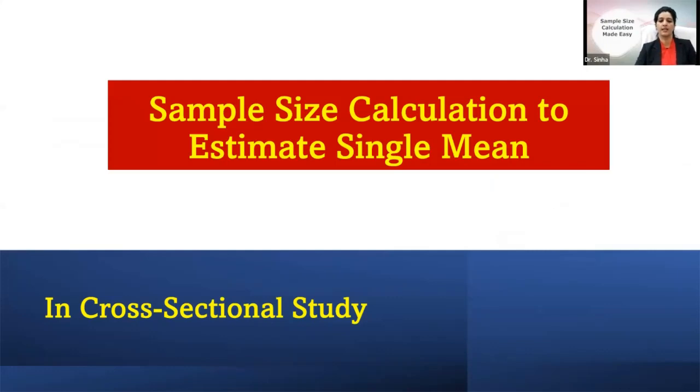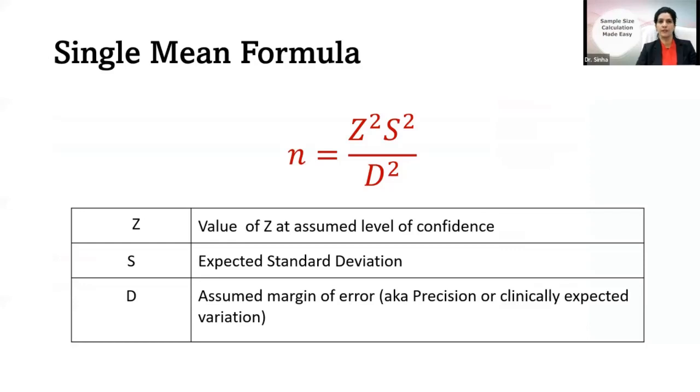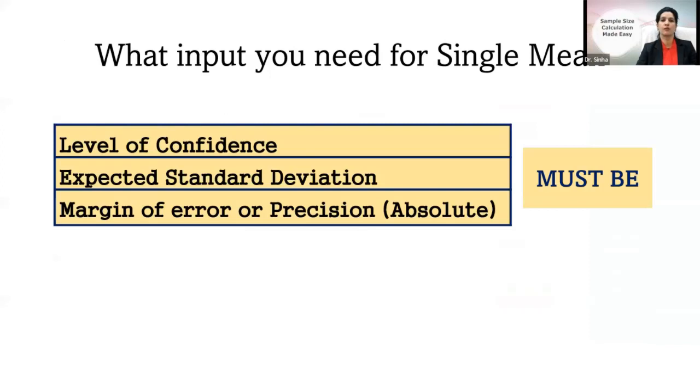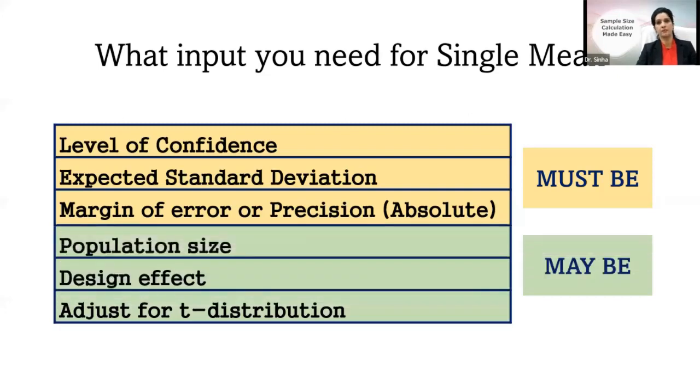Now sample size calculation for single mean, we will see it. The formula for single mean is similar to what you have seen for the proportion. It is z square s square by d square. But again, we are not going into the detail of these formulas because we will use the tabulator. For single mean, the must-have criteria are the level of confidence, the expected standard deviation, that is important, and the margin of error or precision, the absolute one. The other three things may be population size, design effect, and t distribution adjustment. We'll see all these while we apply this command in the tabulator.